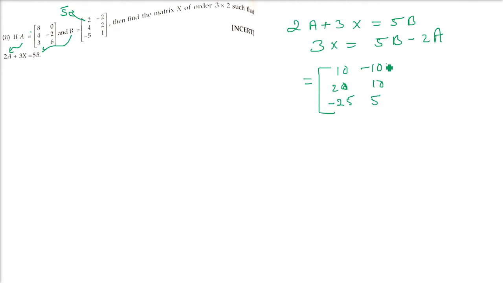Okay. Minus twice of A. Take the scalar multiplication of 2 with this matrix A. So I'm directly writing it: 2 eights are 16, 0, 2 fours are 8, minus 2 into 2 is minus 4, 2 threes are 6, and 2 sixes are 12.